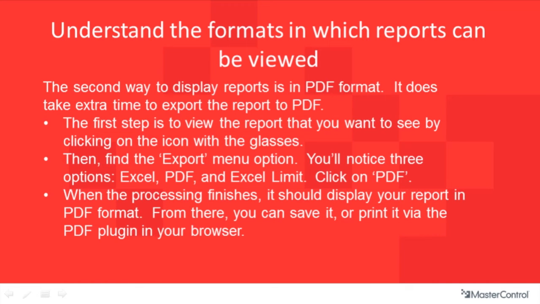The second way to view reports is in PDF format. It does take extra time to do that, and I'll explain that in just a second here. So, the first step is to view the report that you want to see by clicking on the icon with the glasses. Then you find the Export menu option. Notice that you have three options: Excel, PDF, and Excel Limit. Click on PDF. When processing finishes, it should display your report in PDF format. And there you can save it or print it via the PDF plugin in your browser.